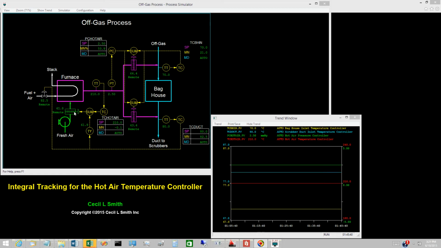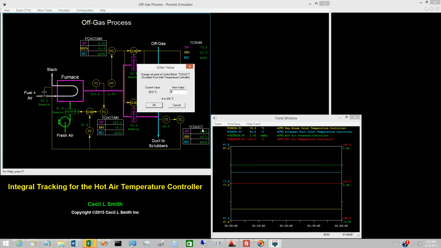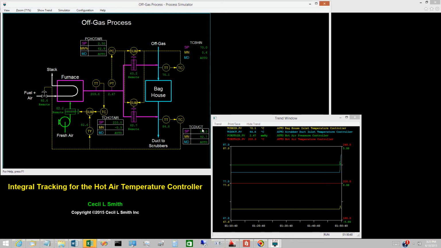To illustrate integral tracking, let's drive the fresh air damper fully open. First, increase the set point for the scrubber duct inlet temperature to 85 degrees Celsius. This increases the opening for both the fuel gas valve and the fresh air damper, but neither is driven fully open. If we continue to increase the scrubber duct inlet temperature, the fuel gas valve will be driven fully open before the fresh air damper is fully open.